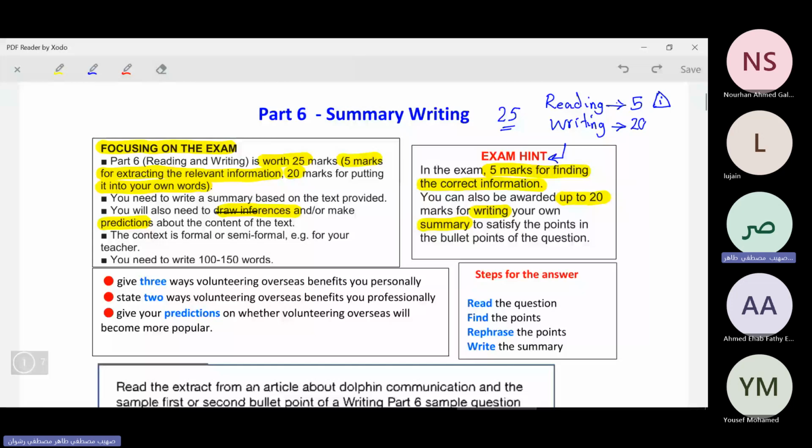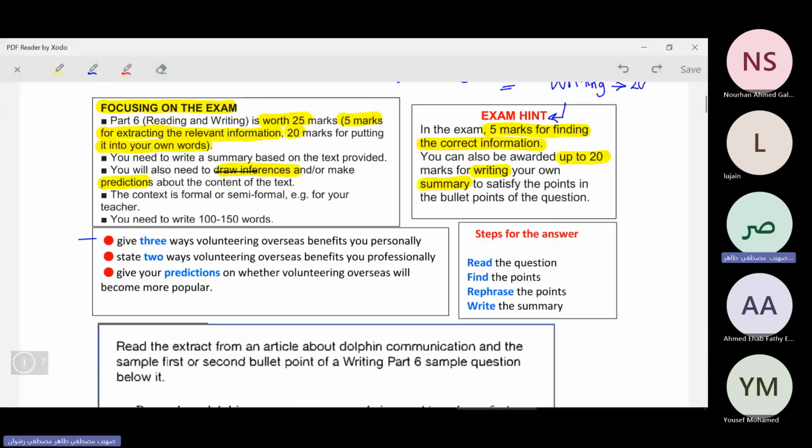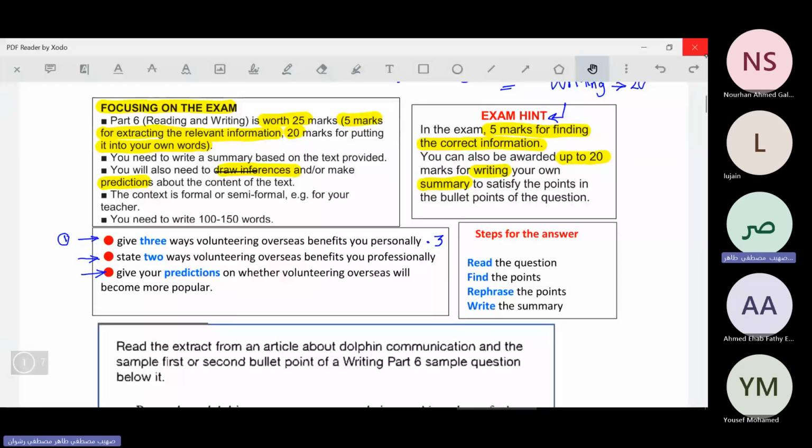Let's see how the question appears in the exam. You will be given a text like this, but it's longer than this one. This is just a sample. So according to this text, you will be required to provide 3 details. What are these details? The first point here is: give 3 ways volunteering overseas benefits you personally. So you will need to find 3 points or 3 notes from the text that show a benefit of volunteering. And bullet point number 2: state 2 ways volunteering overseas benefits you professionally.